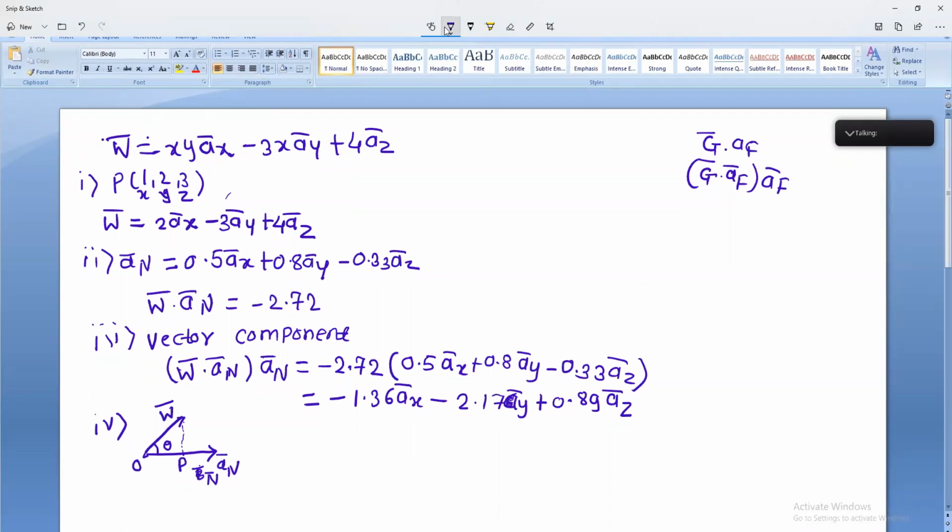Simply by using dot product we can find theta. So what is the dot product formula?